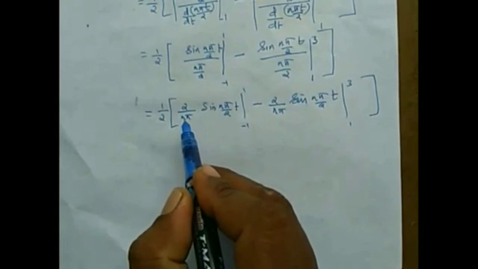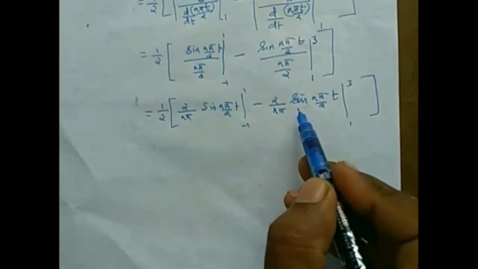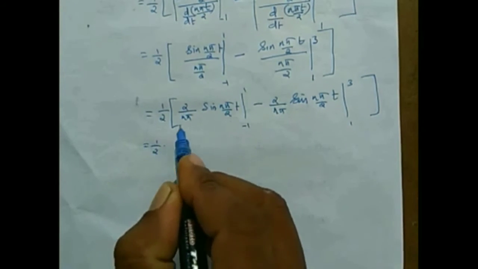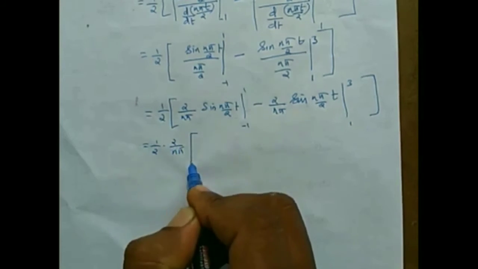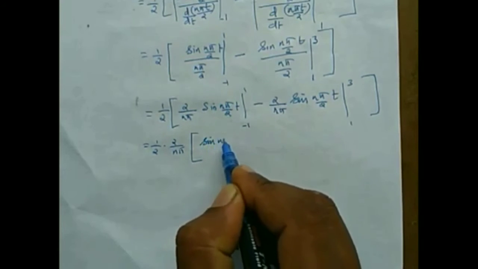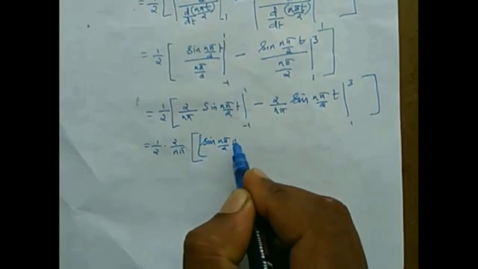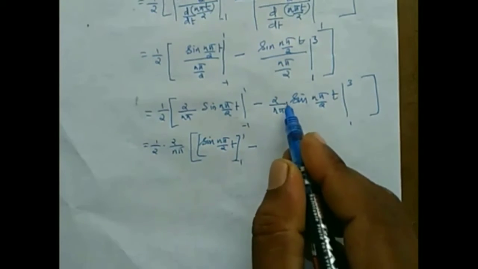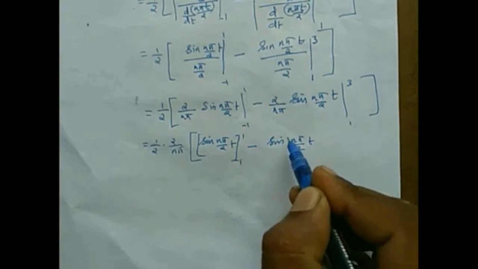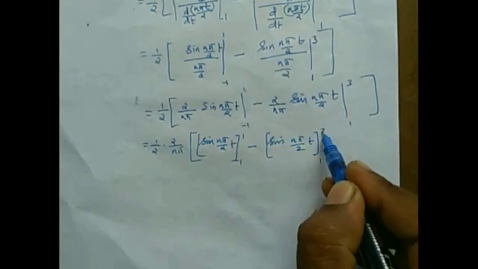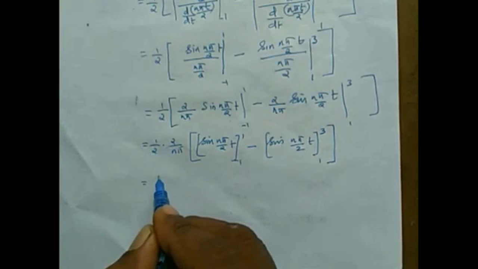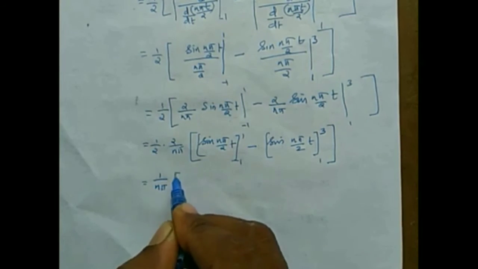2 by n pi is common in the first term as well as the second term. So let us take it outside this bracket. We get 1 by 2 into 2 by n pi, and the remaining term is sin n pi by 2 t varies from -1 to 1 minus sin n pi by 2 t varies from 1 to 3. Okay, now 2 and 2 cancel each other, that is equal to 1 by n pi.